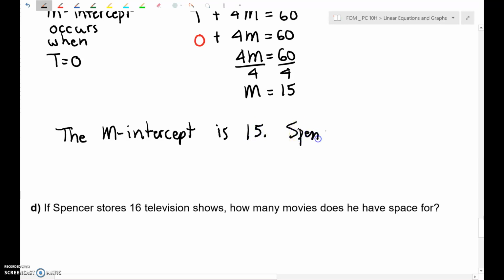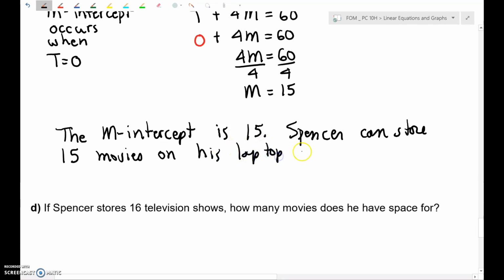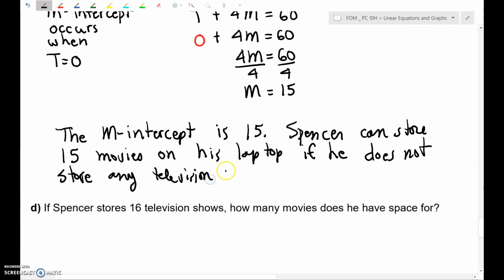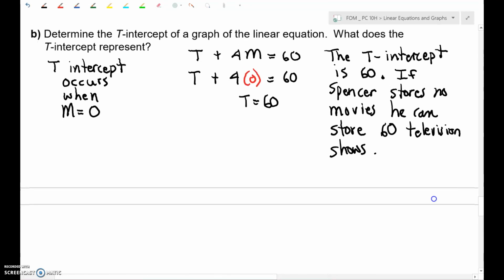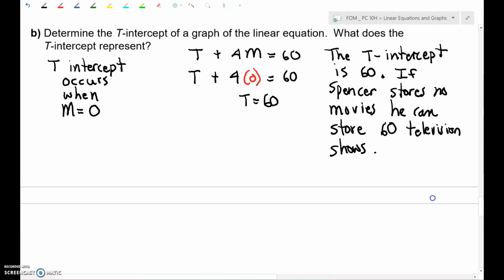Spencer can store 15 movies on his laptop if he does not store any television programs. Okay, I just want to check the one from above, make sure I wrote that down. So Spencer stores no movies, he can, yeah.